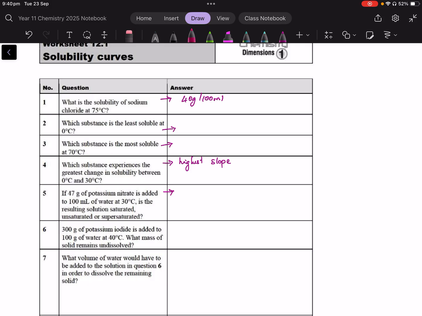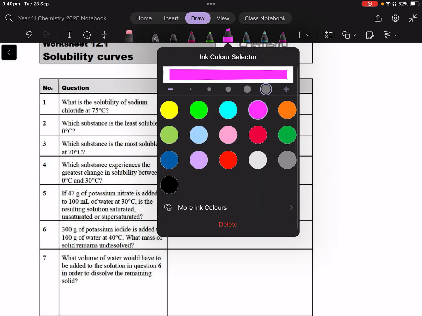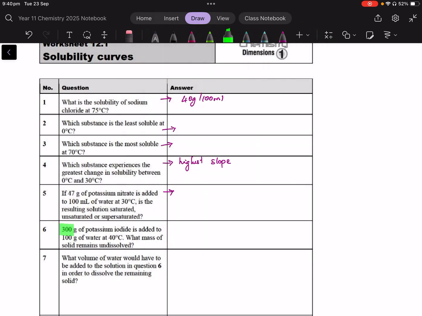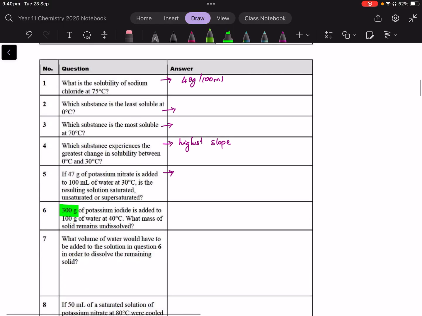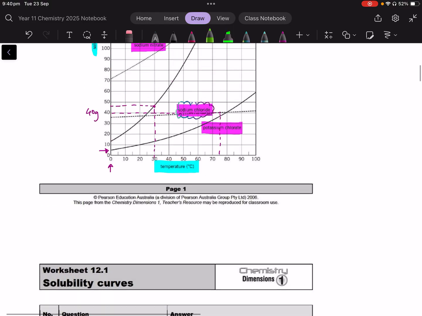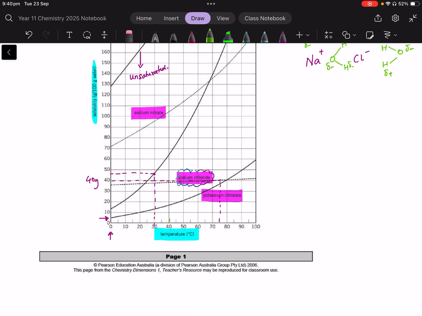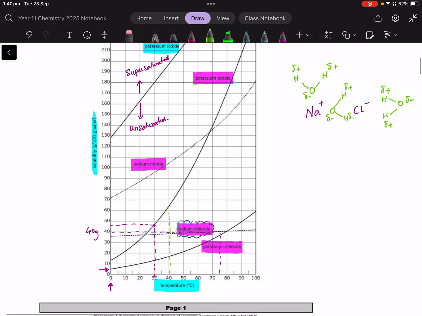The next question is asking you if 300 grams of potassium iodide is added to 100 milliliters of water at 40 degrees, what mass of the solid remains undissolved? So now I need to go to 40 degrees and look for potassium iodide at 40 degrees. What's the amount that I'm going to dissolve? So I'm going to go all the way to potassium iodide on this line and find out how much I need to add to it.